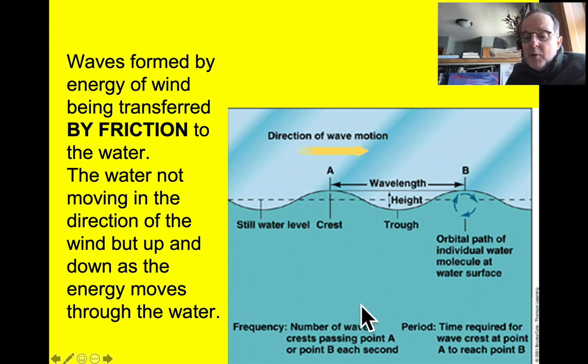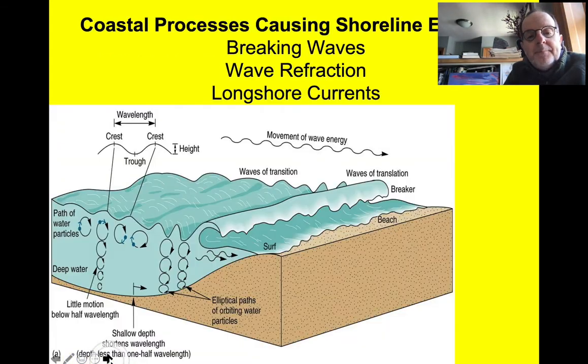And the period is the time required for the wave crest at point A to reach point B. How often they arrive at A, and then the period, how long it takes them to get from A to B. So that's an ocean wave, or a lake wave, or a wave anywhere. Up and down motion. That's why you'll see a duck bob up and down. That's why you see a buoy bob up and down. When you're in a fishing boat just sitting there and the waves are moving you, they're moving you up and down. Just sitting there fishing.